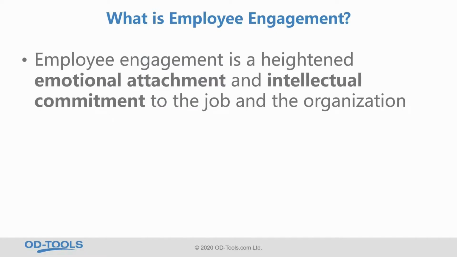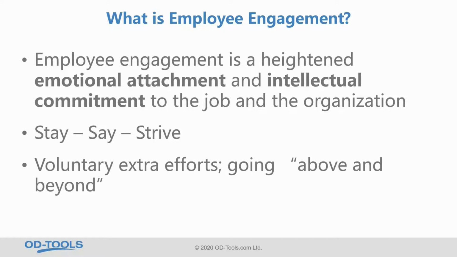Employee engagement, simply said, is a heightened emotional attachment and intellectual commitment to the job and the organization, which means people love their job, they love their company. Engagement can be easily observed with the 3S behavior. Stay. Employees don't intend to leave. They are happy to stay in the company. Say. They have a positive opinion about their job and the company. And strive. They put in extra effort.